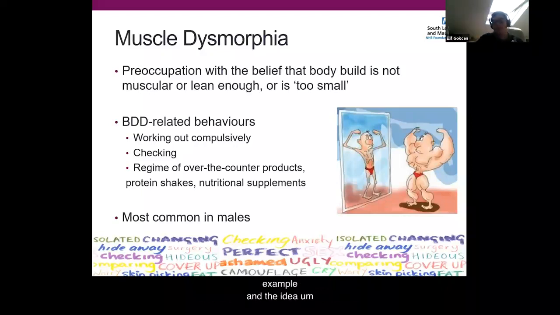And the idea of not doing these behaviors, for instance missing a gym session, might be really distressing for someone, and they might become really upset at the idea of not being able to do that. And so we know that this is an aspect of BDD that we're understanding a bit more about, and it's important to be aware of. And it's one that we see most commonly in males.